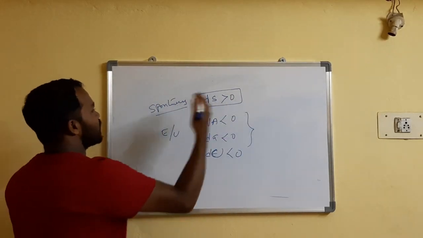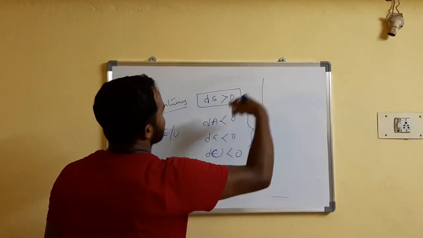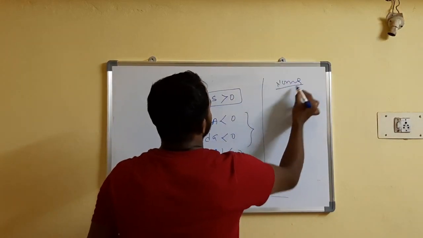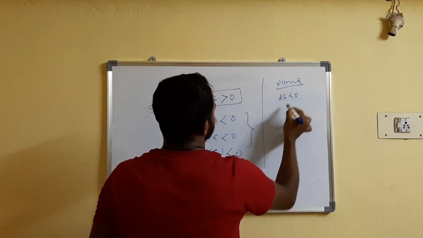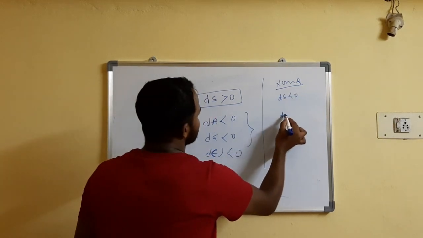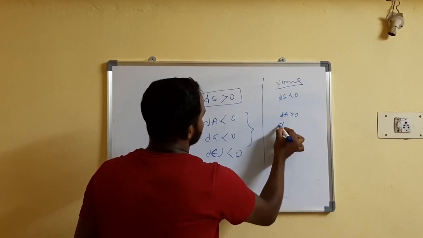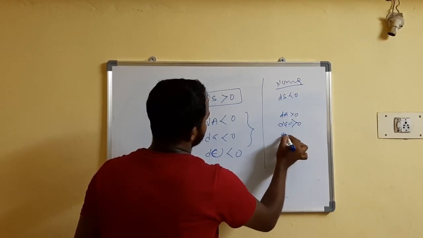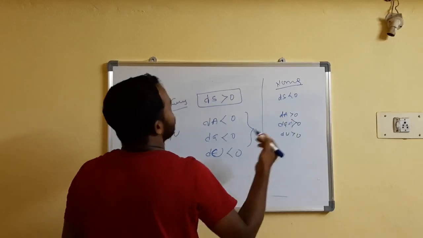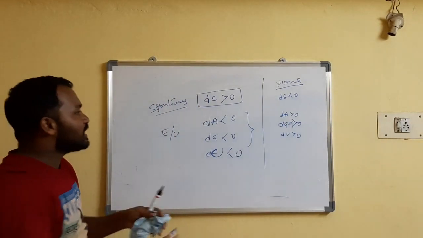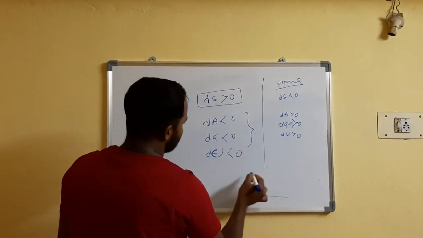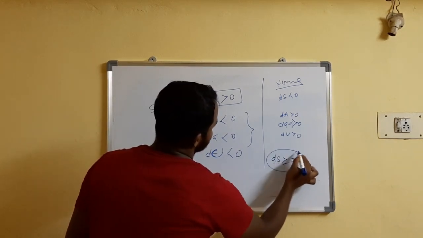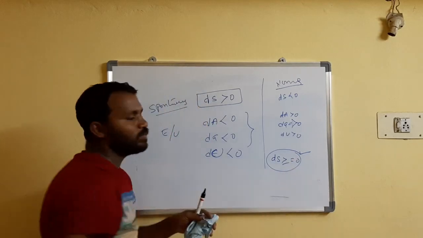So for the remaining, for a non-spontaneous process, what is it? Just exactly opposite. So for a non-spontaneous process we can write dS is less than 0. So it is just reversed. So that is, dA is greater than 0, dG is greater than 0, and dU is greater than 0. Just reverse. For an equilibrium process, that is equal to. So sometimes if it is given dS is greater than or equal to 0, it means it is a spontaneous process and an equilibrium process.